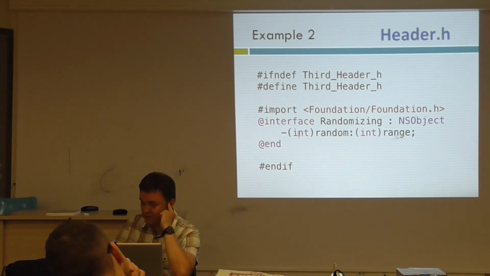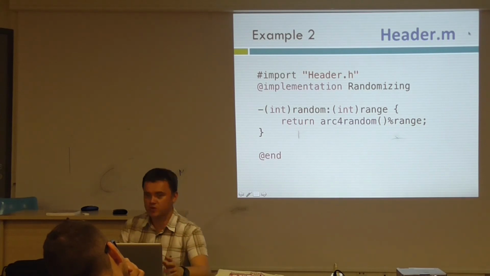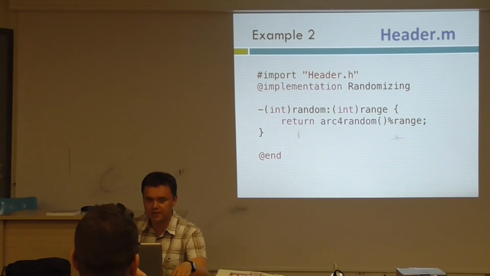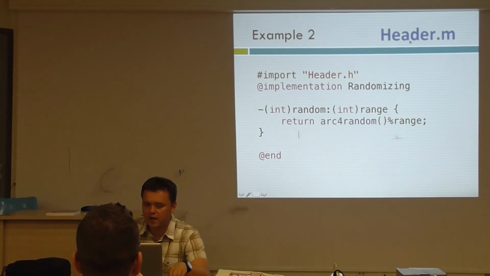Implementation is done in a separate file, and you can see the extension. For C, the extension is .c. For C++, generally, what is the extension for C++? CPP, okay. But .m is the extension for Objective-C.